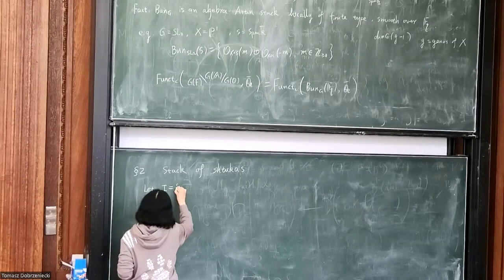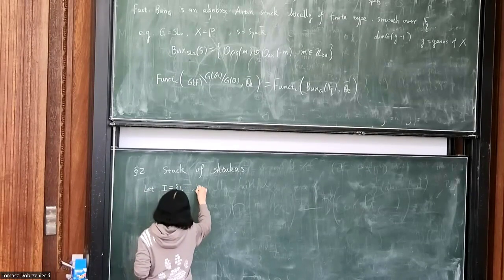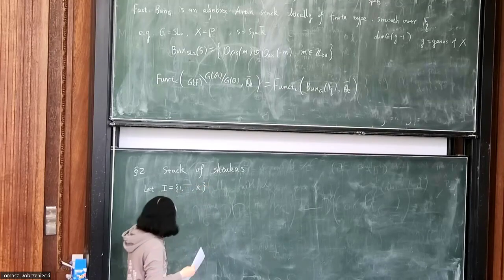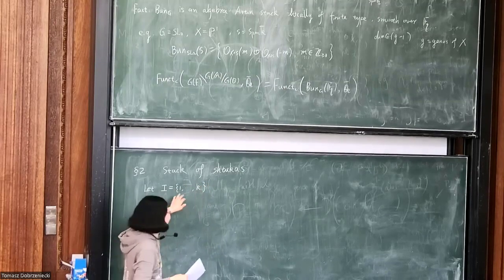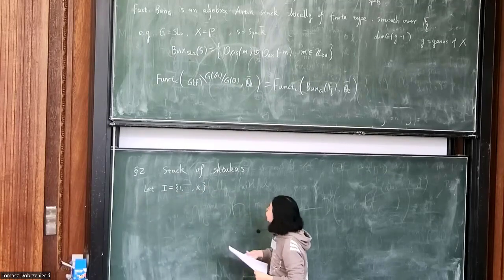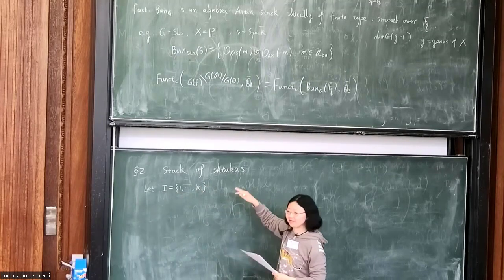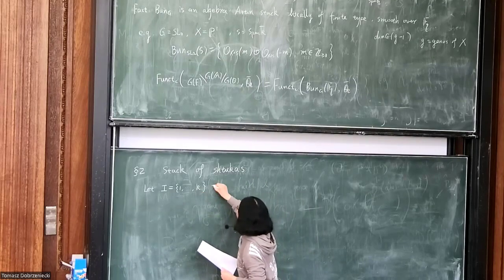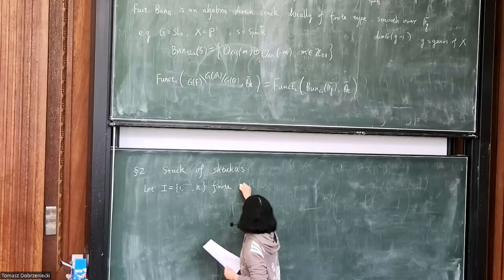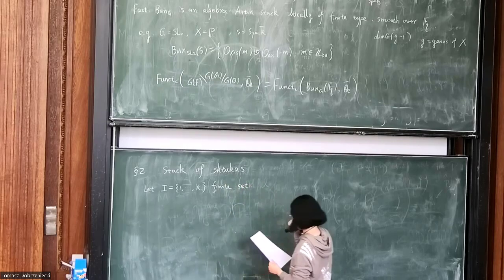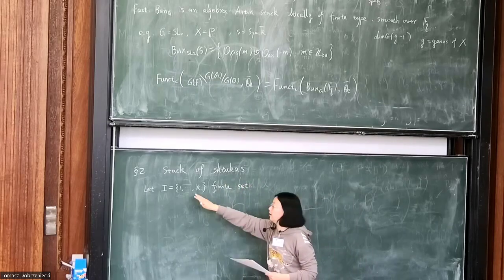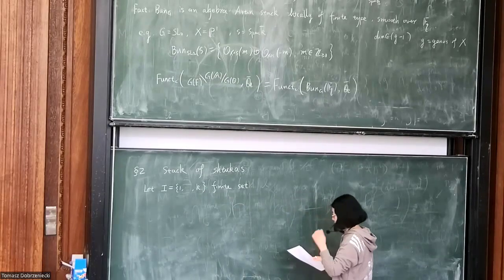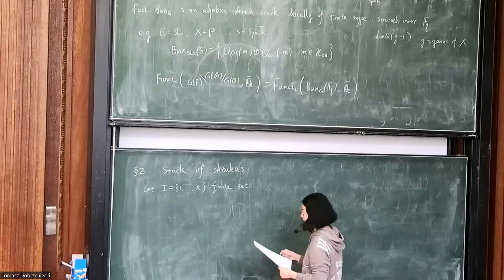So let I be a finite set. In the following, K will be a number to index the set. I will never use K as a notation for a field. So let I be a finite set. It will be the legs, the poles of the Shtuka. And first we introduce the Hecke stack.